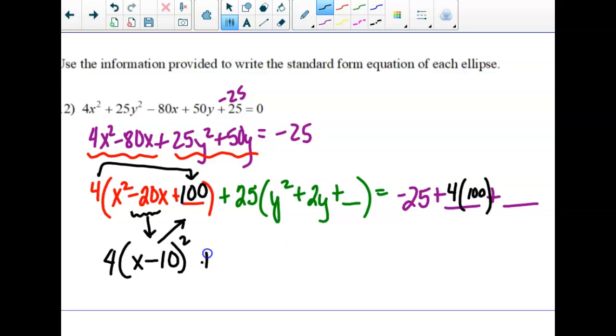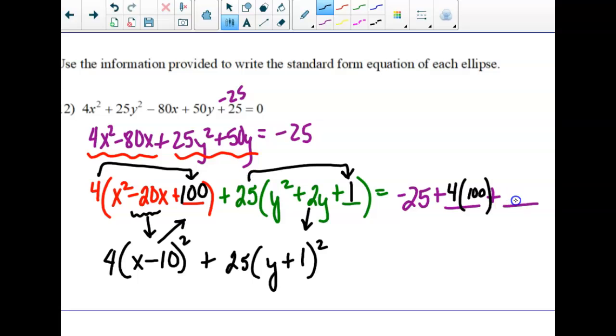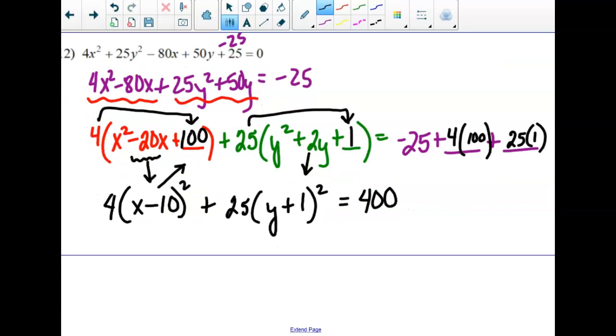Plus, okay, what about the second one back here, guys? Half of this would be plus 1, and on a really good day, 1 squared stays 1, not 2, right? And when we go to add it to the other side, it was a 25 times a 1. Anybody know what that mess becomes over there? Just 400, yep.